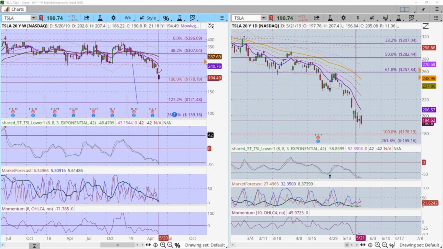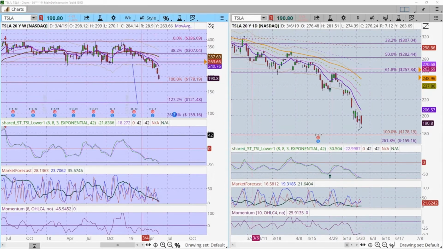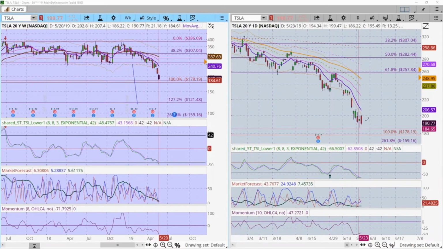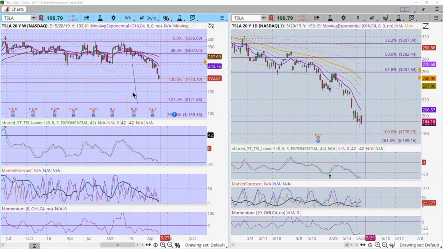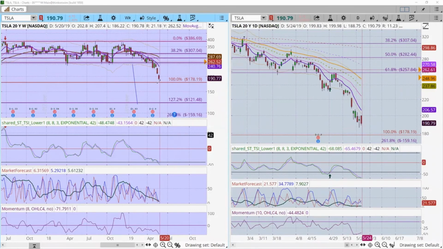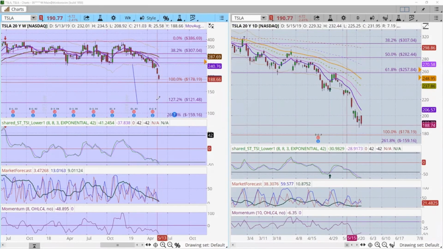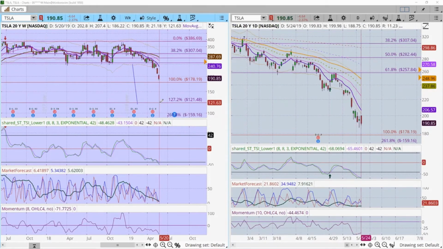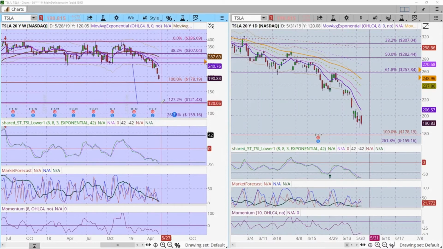It gives us a target down here about the 120 to 121 level. So for Tesla, I would like to see some kind of a setup here on the daily chart that would get us into a trade to the downside. But that is pretty solid, and that's about $70 from where it's sitting right this moment in time.